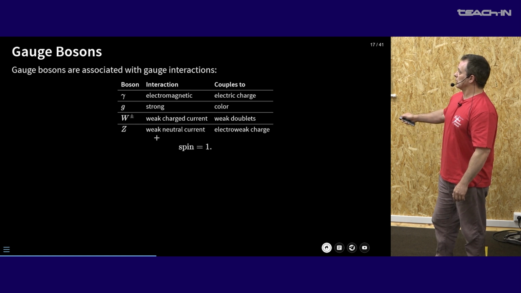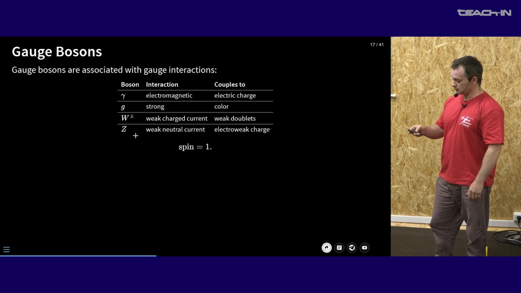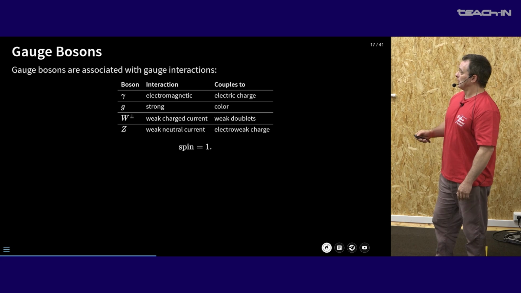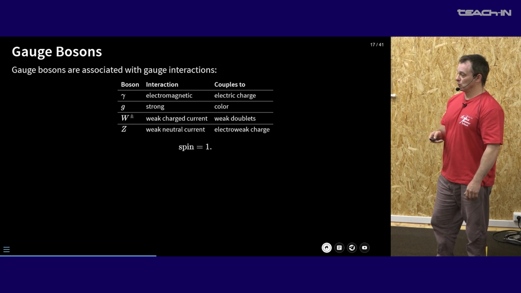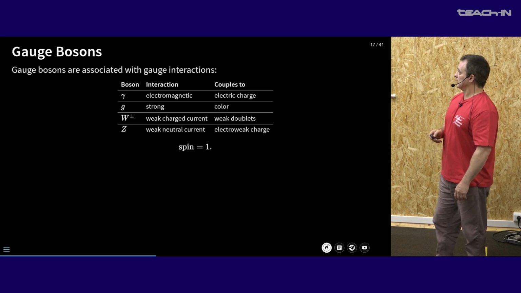And also W and Z, these are massive bosons, which are responsible for weak interactions. And they are also coupled to some weak charges.